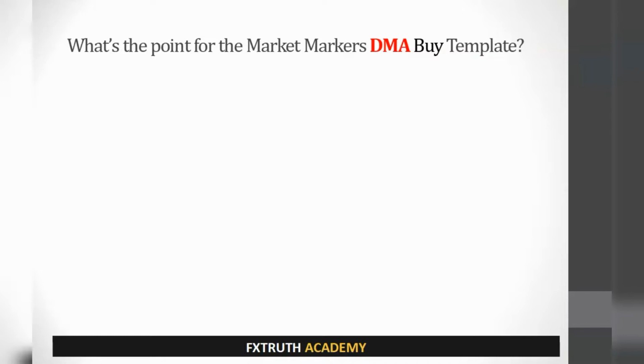You may ask, what's the point? Why do I actually need this DMA buy template? Probably some of you may even be asking, what's the DMA actually? Mind you, these are just terms peculiar to me. Like in the previous video, in contrast to this one, AMD sell template simply means accumulation, manipulation, and distribution sell template. This DMA simply means distribution, manipulation, and accumulation buy template. So what's the point of the market makers buy templates?